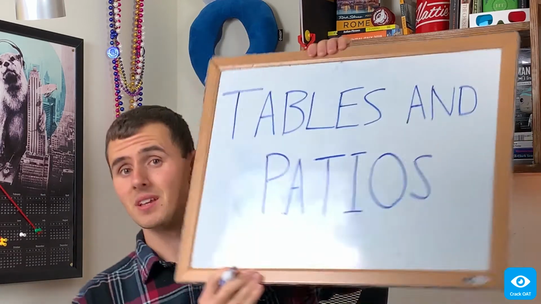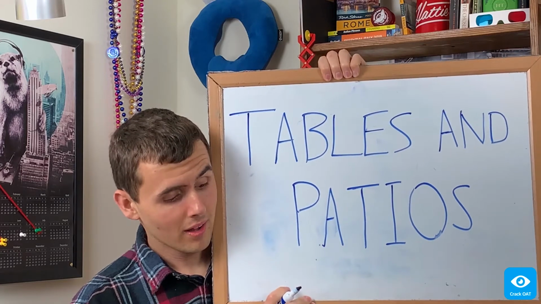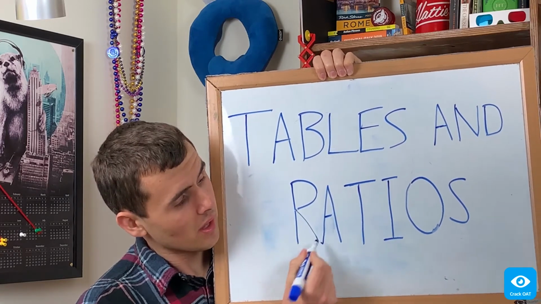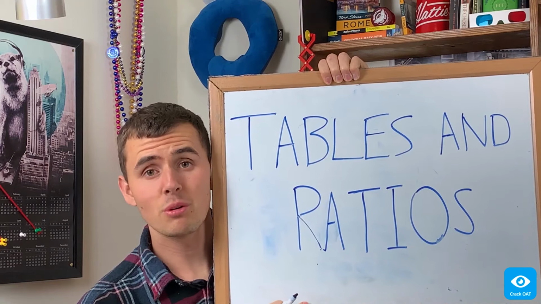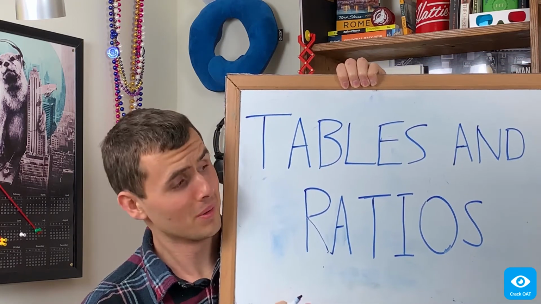And today we're talking about outdoor furniture, specifically tables and patios. Oh wait, that's supposed to be an R. Wait, this should be tables and ratios. Oh gosh, that is so much better. I know nothing about outdoor furniture. I was going to spend 10 minutes talking about wicker. Phew, let's do it.